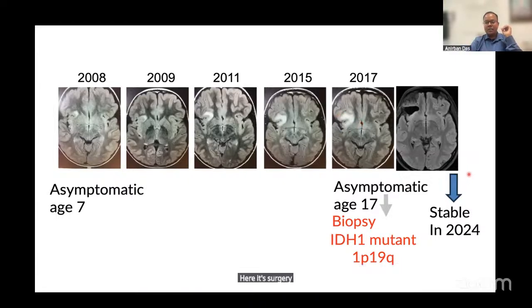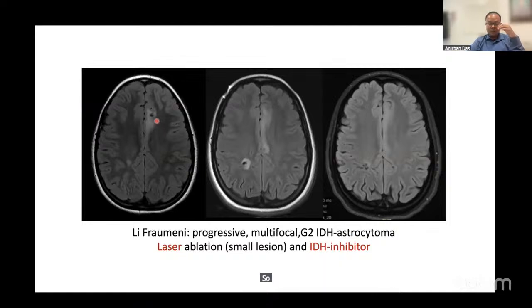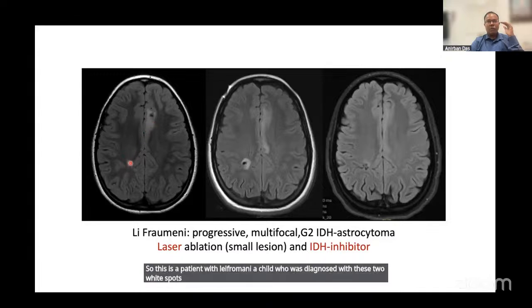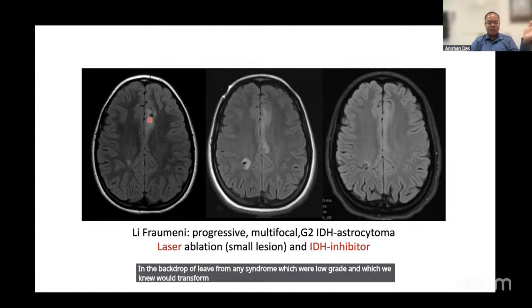You can see that the patients actually achieve complete remission both on radiology, and we do CSF ctDNA monitoring to make sure that they are in molecular remission. So this is a patient with Li-Fraumeni, a child who was diagnosed with these two white spots, which grew from when she was 8 years of age to around 14 years of age. And we couldn't really do anything other than biopsying and showing that these are two distinct IDH mutant astrocytomas in the backdrop of Li-Fraumeni syndrome, which were low grade and which we knew would transform in the future, but we didn't have a drug or any ability to intercept at that point of time.